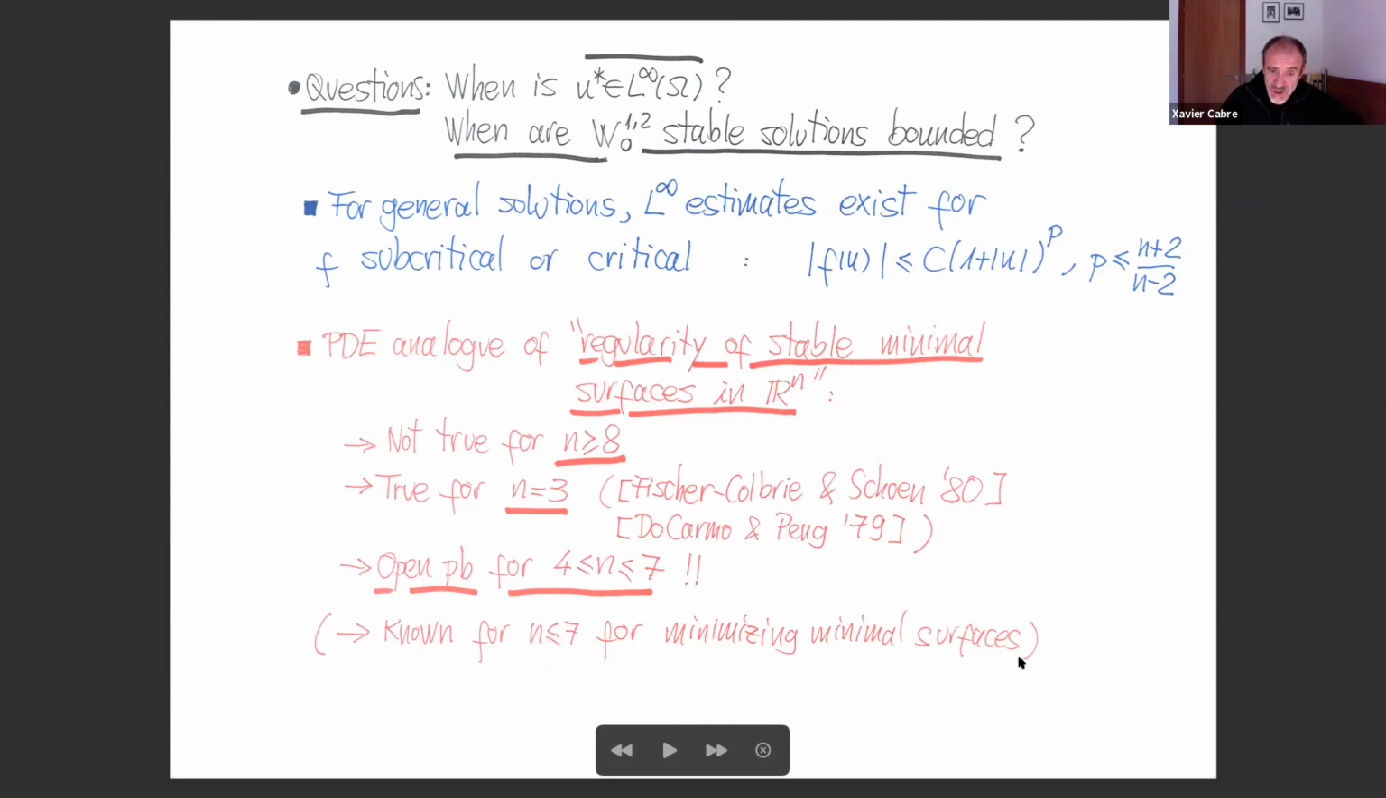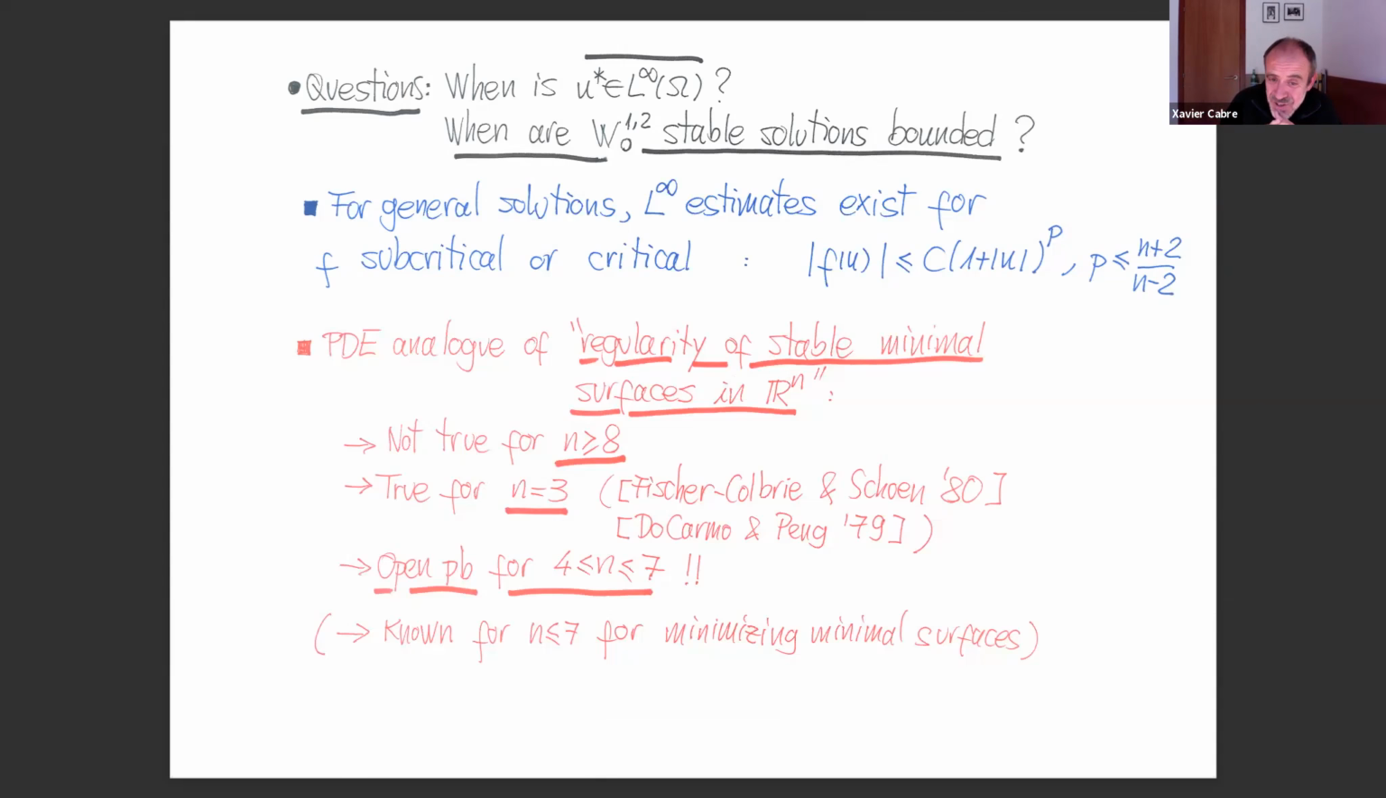So you have regularity for absolute minimizers of the area. Instead, if now you care about the more general class of local minimizers or stable minimal surfaces, the problem is very hard. And the regularity is only known up to dimension 3, so for two-dimensional surfaces in R3, all right?